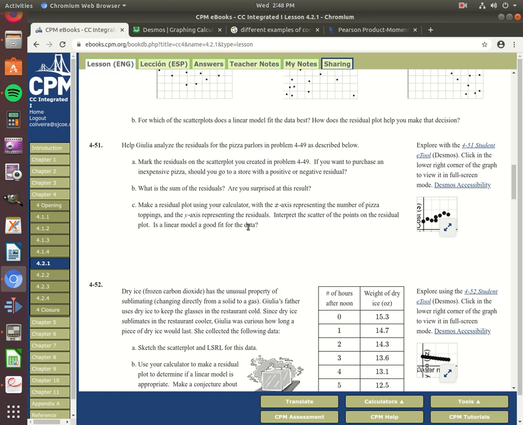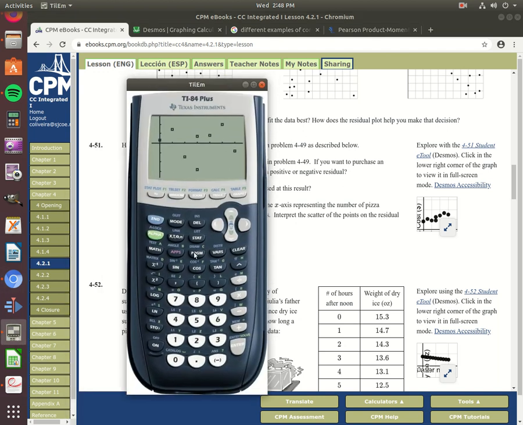All right. So what's the sum of the residuals? That's going to be a lot easier to do here because I already have all my residuals. So if I'm going to sum this, hopefully you'll know, I'm going to go to calc, one variable stats, and I'm going to add up L3.